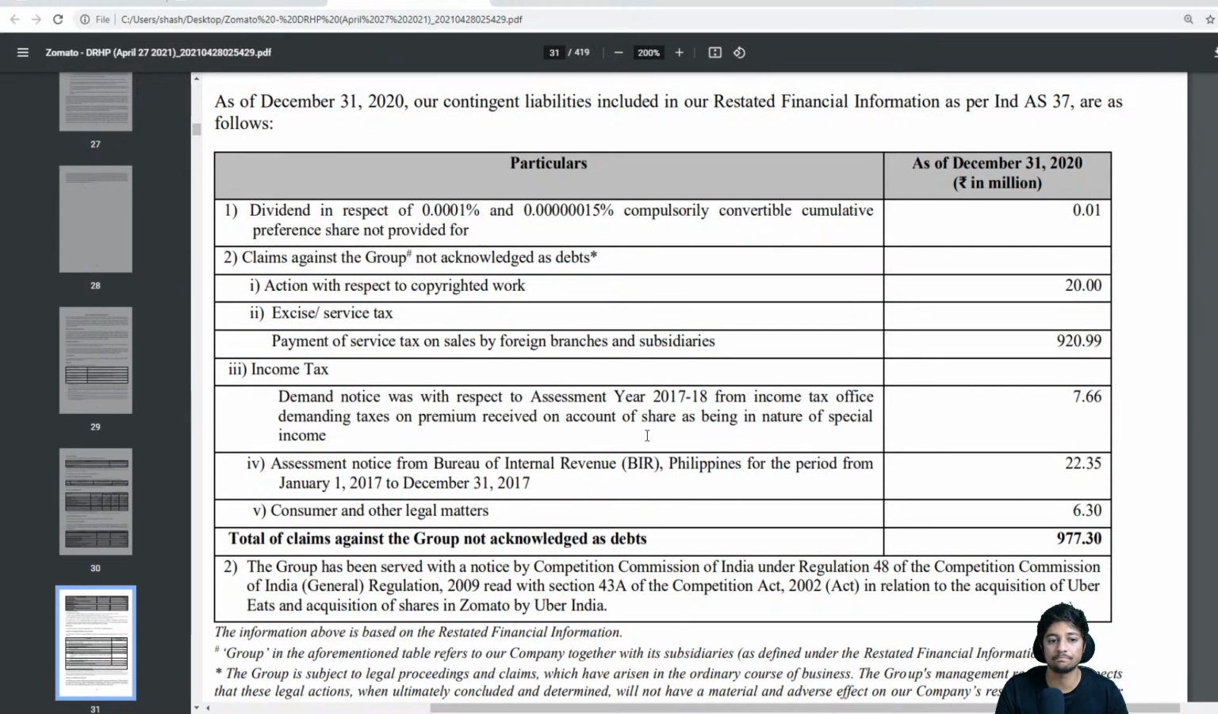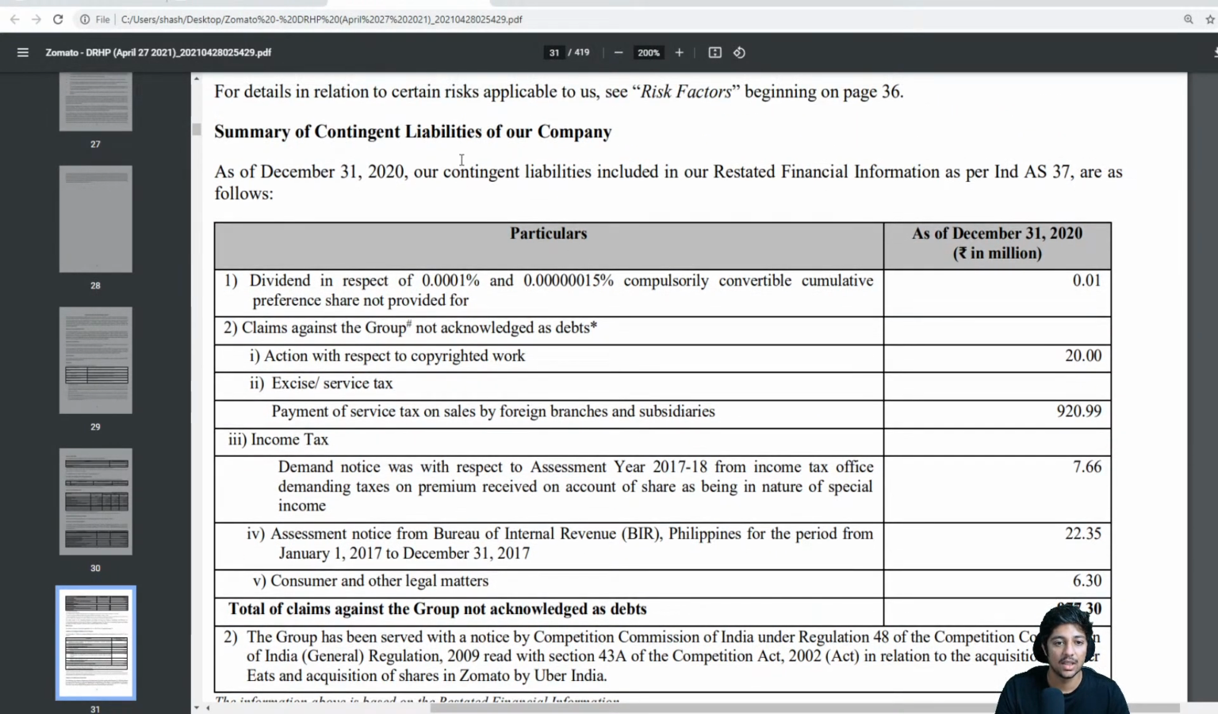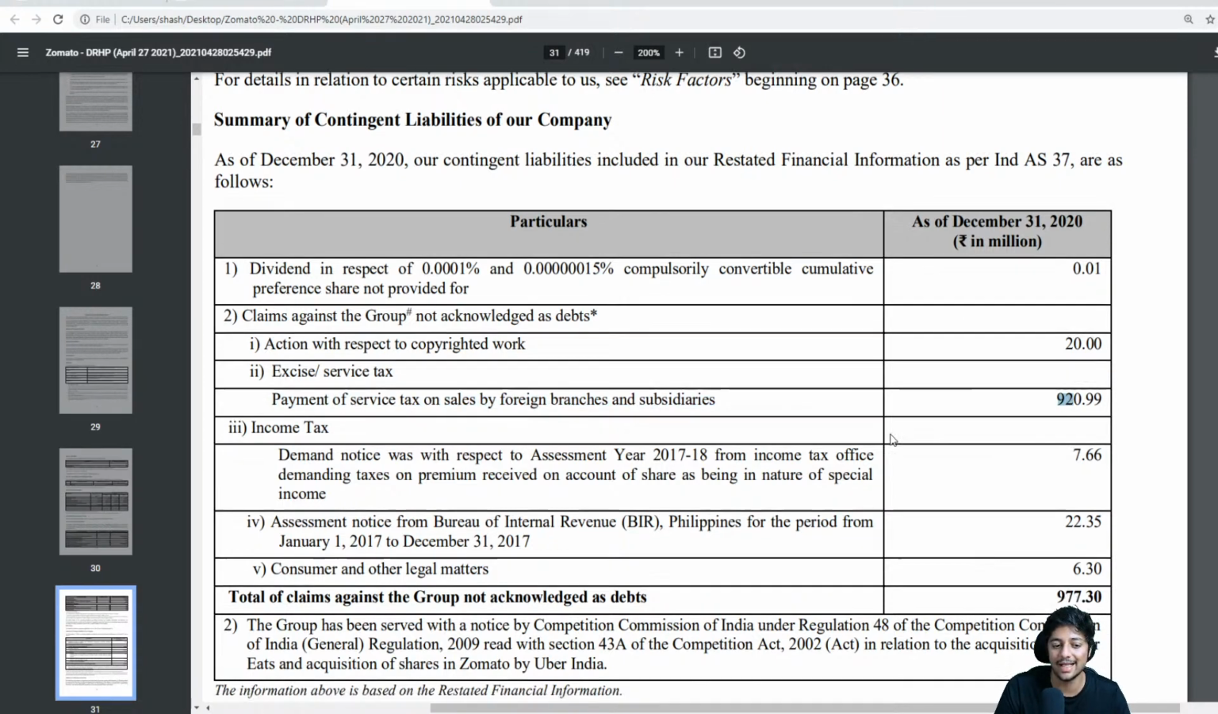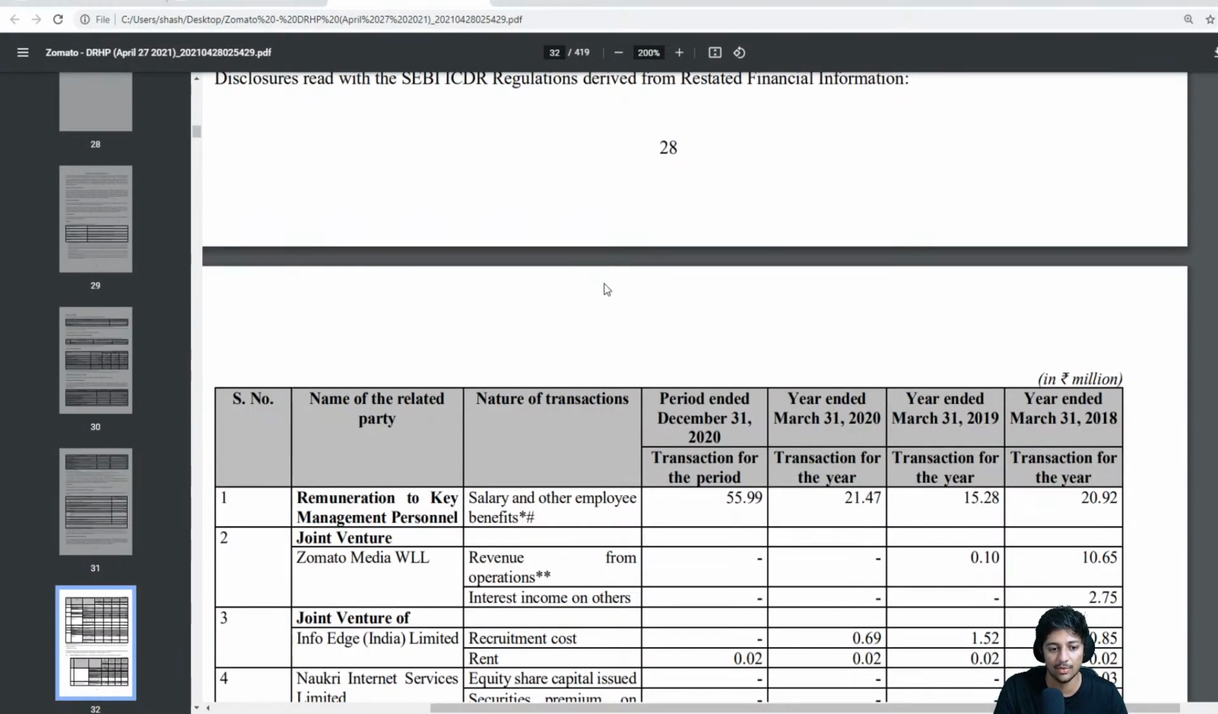Now, if you look at another summary, of contingent liabilities that the company has: does the company have any debt? Ideally, this company does not have so much debt, but they have one thing known as payment of service tax on sales by foreign branches and subsidiaries. So they need to make this payment, 92 crores. Again, a small amount in the grand scheme of things, so you don't have to see too much about it.